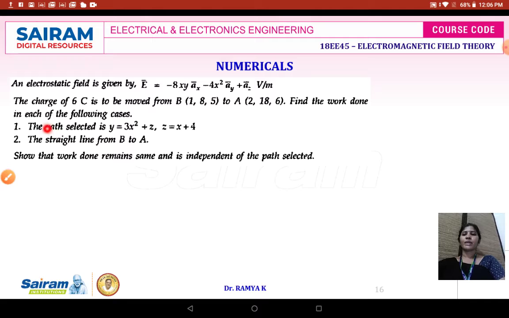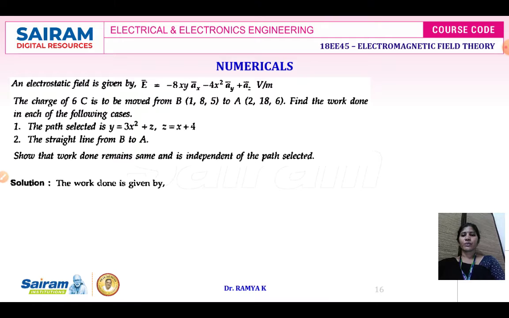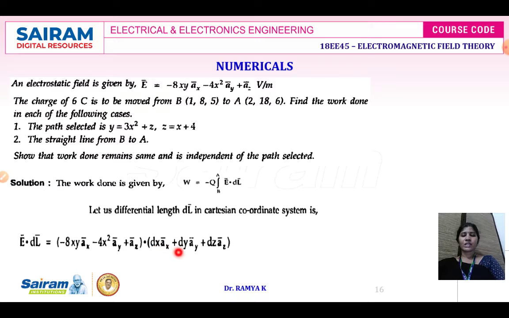First we will solve by means of the path selected, y is equal to 3x square plus z and z is equal to x plus 4. The work done is given by W is equal to minus Q integration between the limits B to A, because the charge is moving from point B to A, of E dot dl. dl is a differential elemental length in the Cartesian coordinate system, which is given as dx ax plus dy ay plus dz az. So this term stands for the dl vector, and E is given in the problem as minus 8xy ax vector minus 4x square ay vector plus az vector.